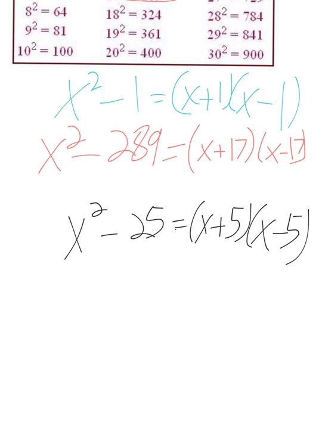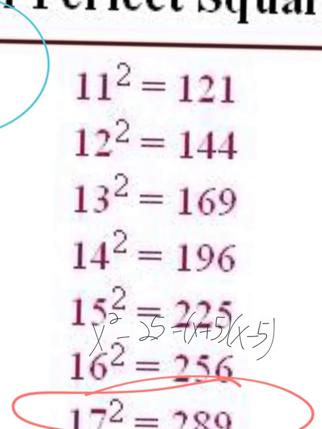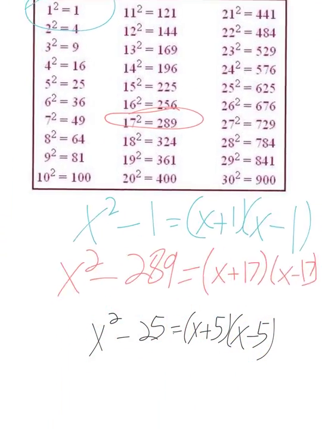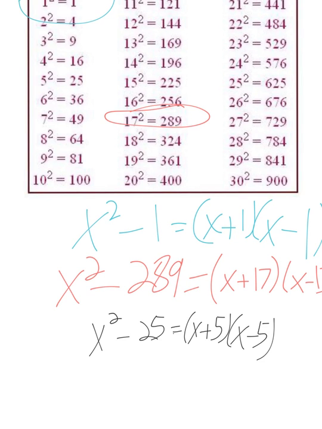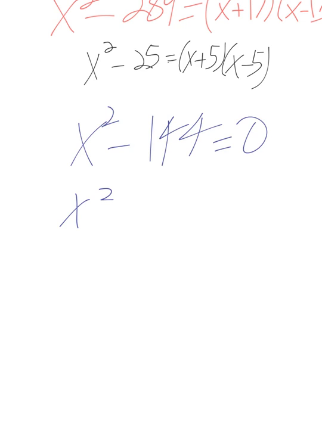If you don't have your perfect squares memorized, it might be a little bit harder to recognize. So let's work with 12 squared, which is 144, okay? You might see a problem that says x squared minus 144 equals 0, and you don't know that 144 is a perfect square. So what you have here is x squared plus 0x minus 144 equals 0.